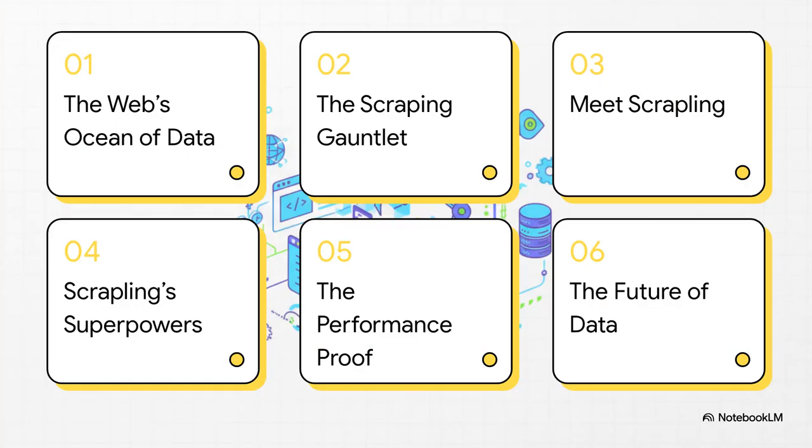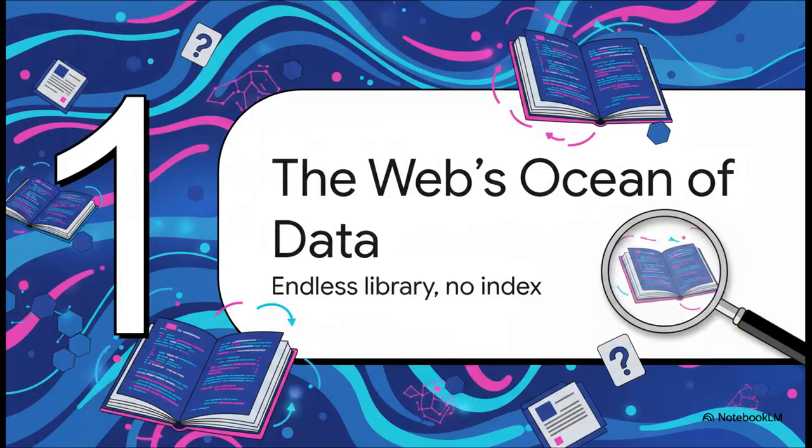Okay, so here's our roadmap for today. We'll start by talking about this massive ocean of data that is the web. Then, we're going to face what I'm calling the scraping gauntlet, all the reasons getting that data is so darn hard. After that, we'll meet our hero, Scrapling, and unpack its superpowers. We'll even look at some hard numbers to back it all up, before we finish by thinking about what this all means for the future of data access. So let's dive in. The web's ocean of data.